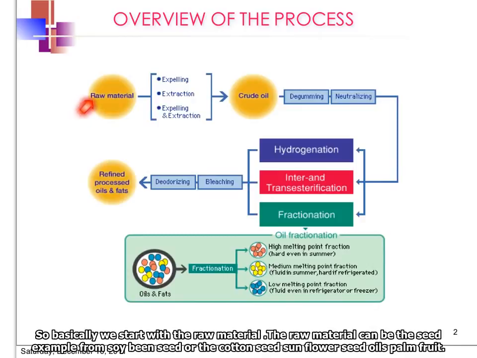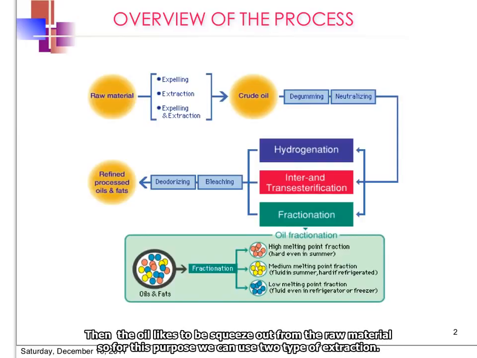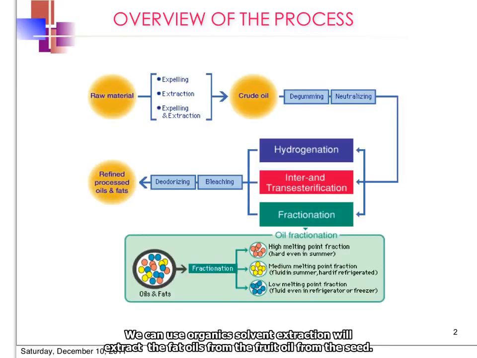So basically we start with the raw material. The raw material can be the seed, for example, from soybean seed, cotton seed, sunflower seed, or from the oil palm fruits. Then the oil has to be squeezed out from the raw material. For this purpose, we can use two types of extraction. We can use an organic solvent.